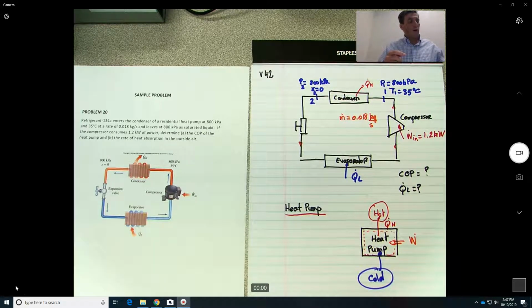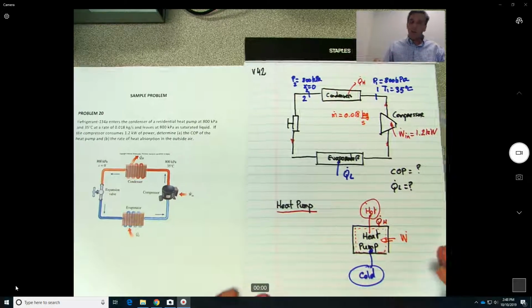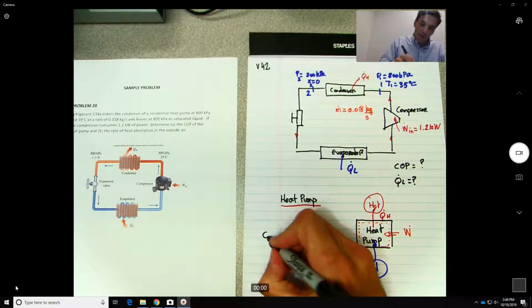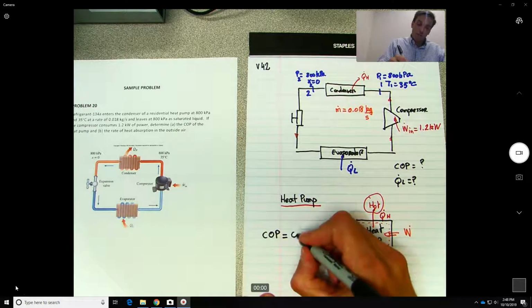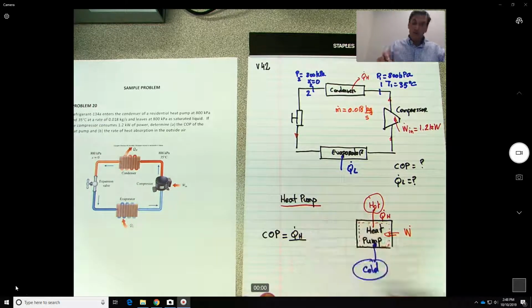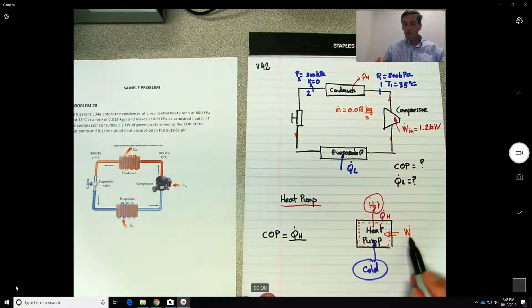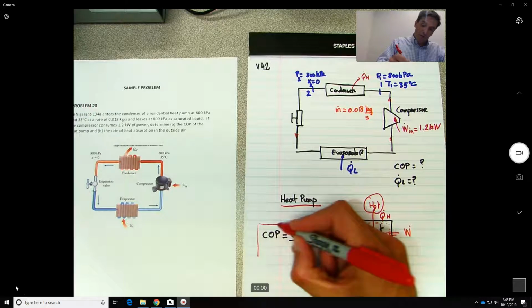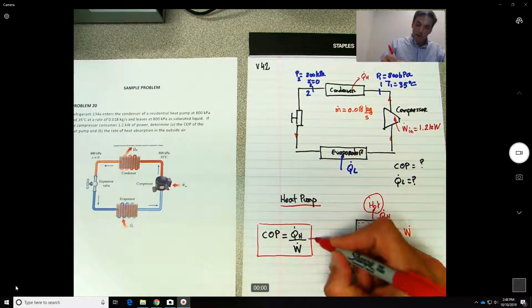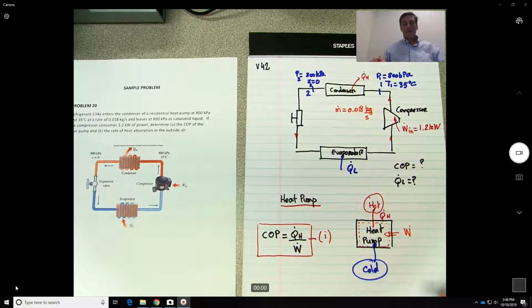So by definition, what is the coefficient of performance or the efficiency of any system? Coefficient of performance is whatever we're trying to achieve, which in this case for a heat pump means to remove heat from the system, so Q dot hot, divided by the amount of work that you put inside the system, or amount of electricity in this case. So this should be our first equation over here. Alright, so let's call it equation 1. So first part we need to define is the coefficient of performance.